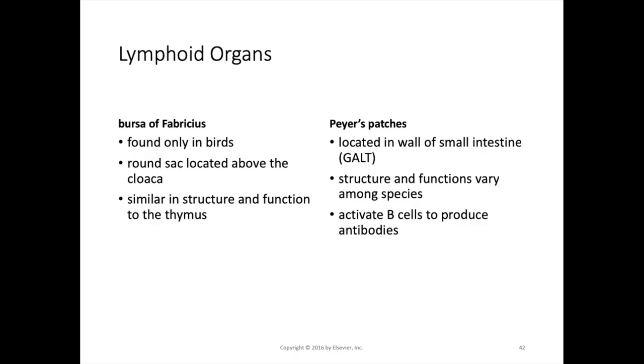And the Peyer's patches are located in the wall of the small intestine, and we also call it GALT. The structure and functions vary among species, but they generally activate B cells to produce antibodies. So the gastrointestinal system, especially the small intestine, has a huge amount of lymphatic activity within it.